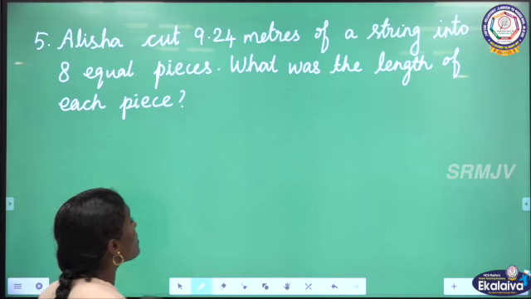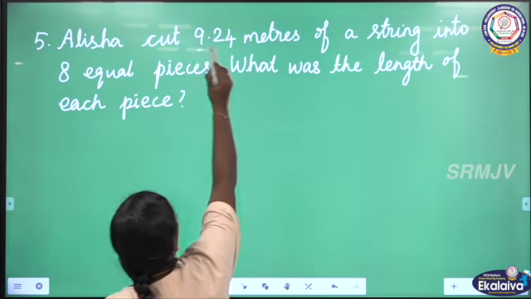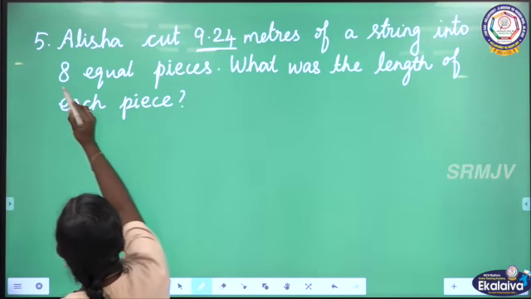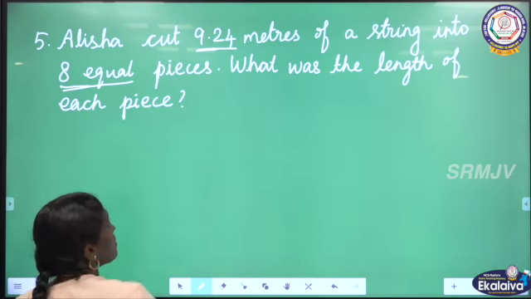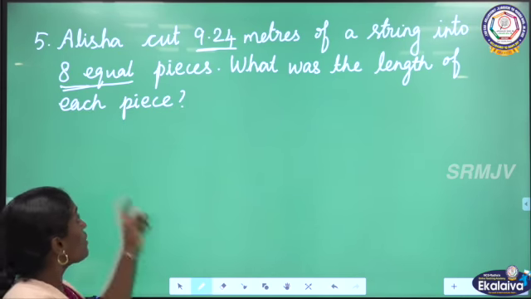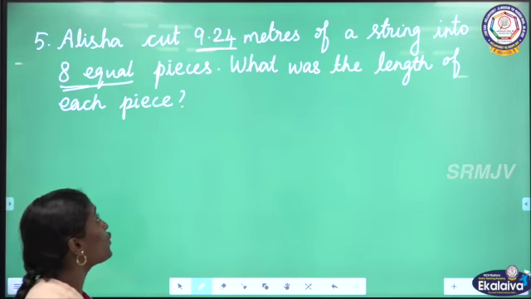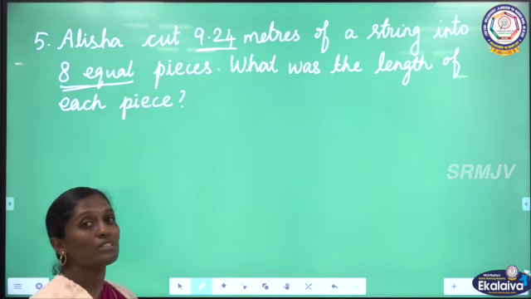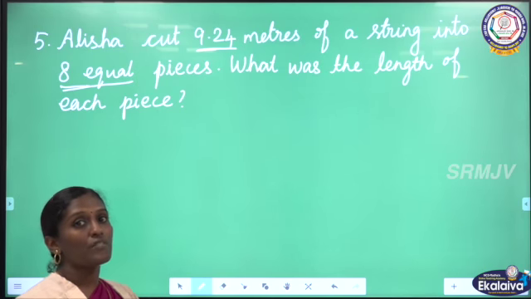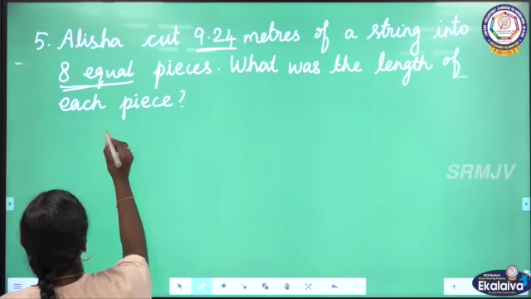The next question is a word problem. Alisha cut 9.24 meters of a string into 8 equal pieces. What was the length of each piece? Here the length of 8 pieces together is 9.24. Now we are going to find out the length of one piece. From many we are going to find out one. So this is division.